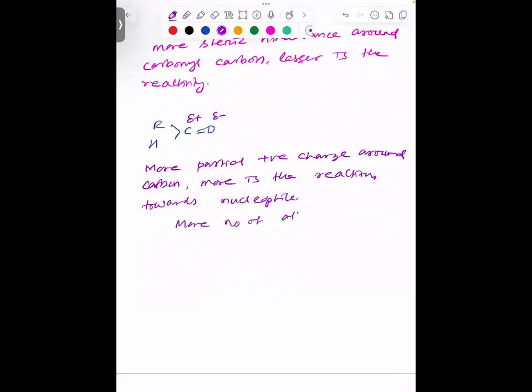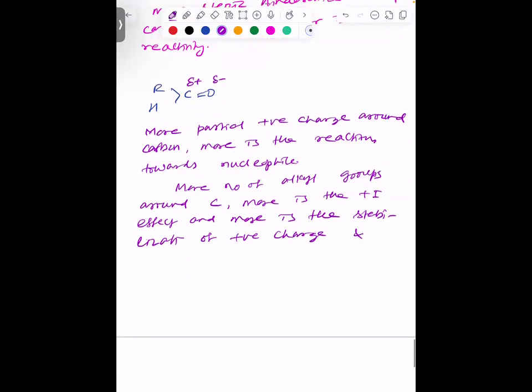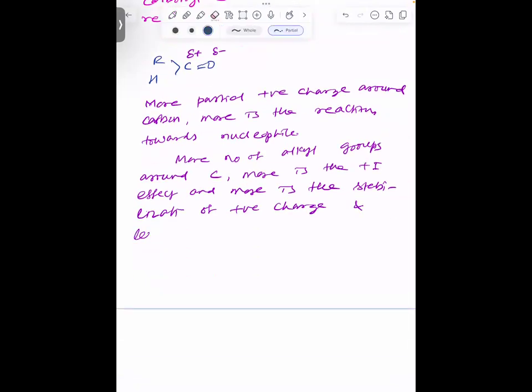More is the number of alkyl groups around the carbon, more is the plus I effect, and more is the stabilization of positive charge, and hence lesser is the reactivity of the carbonyl compound.